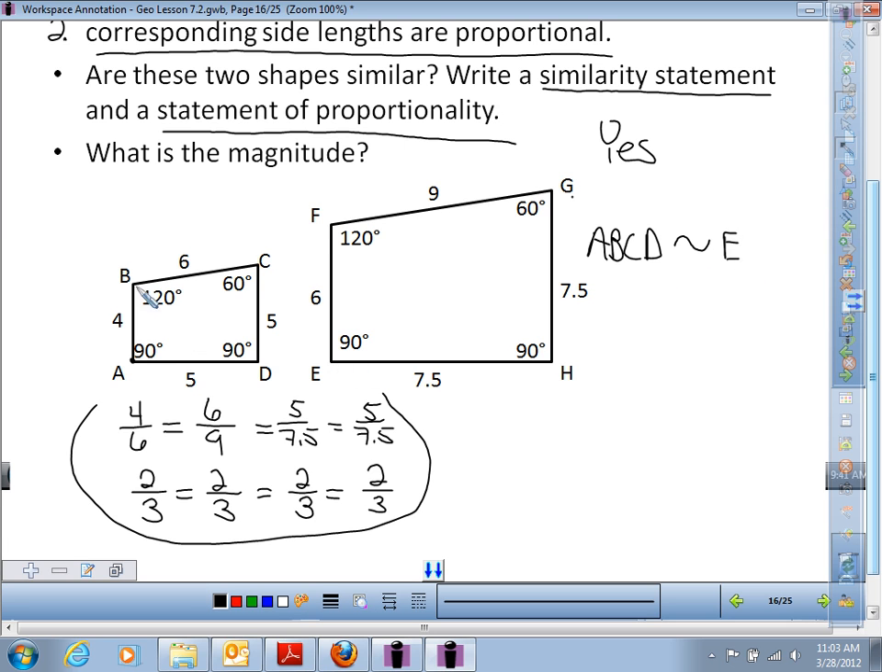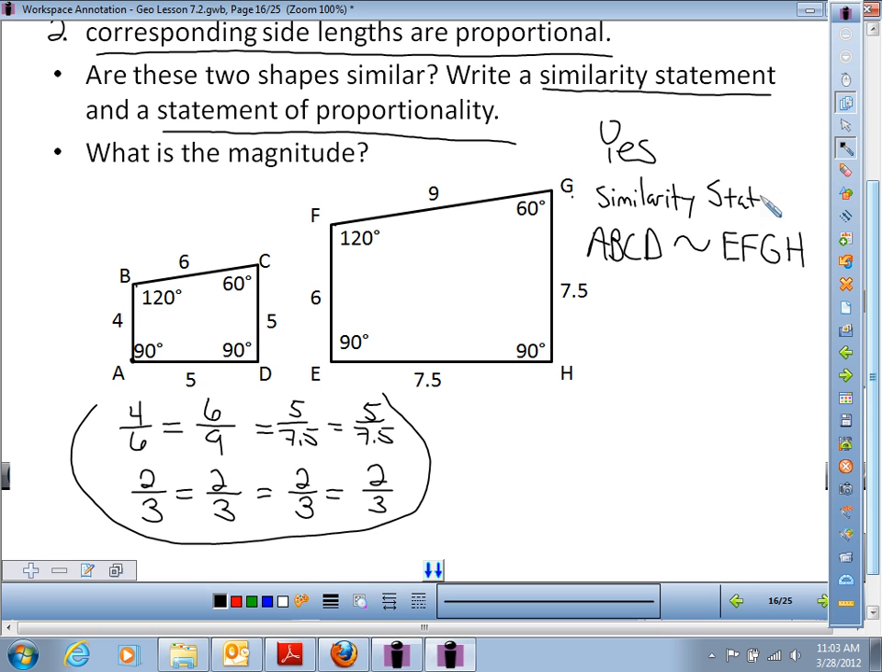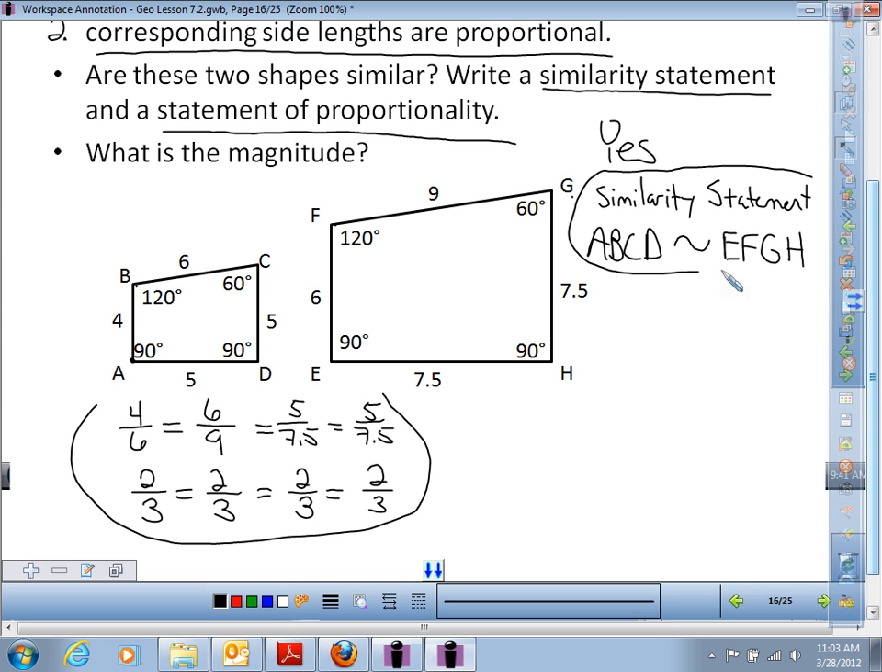And then I went up to get B, so F, so it should be E, F, G, H. If you look at the way I named that, A and E were corresponding, B and F were corresponding, C and G were corresponding, and then D and H. That's how we need to name it, in proper order. So this is our similarity statement right here. We're going to be doing some of that today. It says, hey, this shape is similar to this shape. ABCD is similar to EFGH.